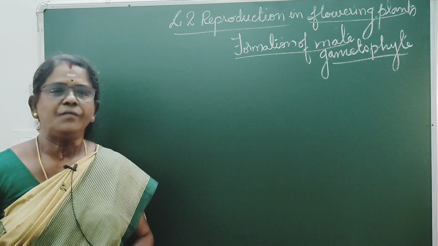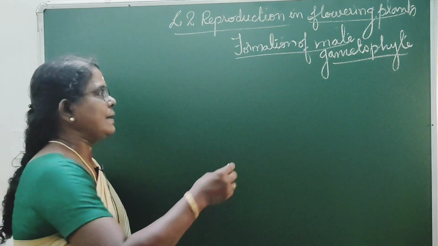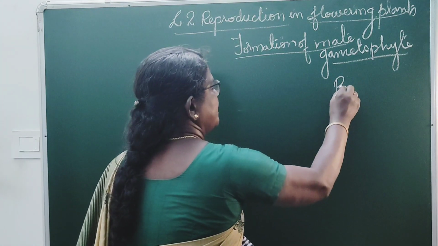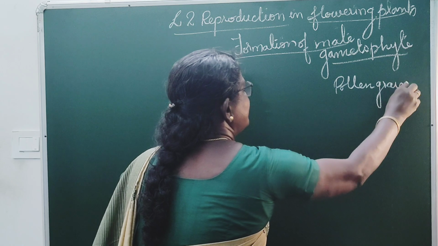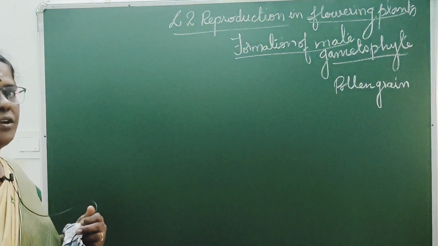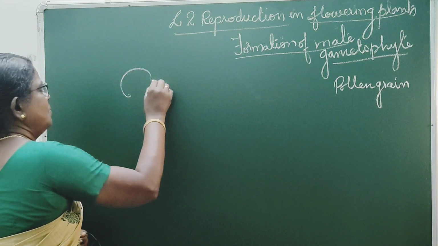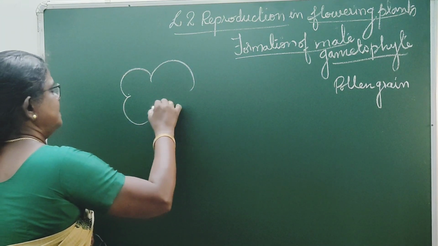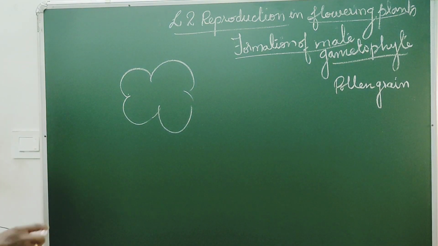In this class, we are going to learn formation of male gametophyte. Male gametophyte means pollen grains. In the previous lesson, we learned microsporogenesis, that is, how microspore formation takes place. Already we learned a cross section of anther.